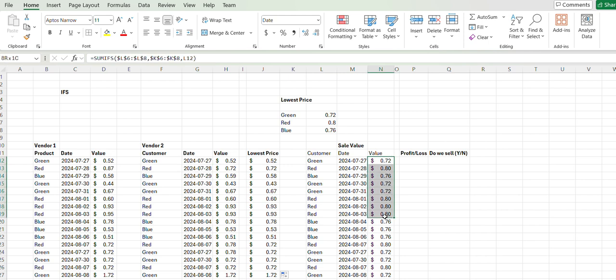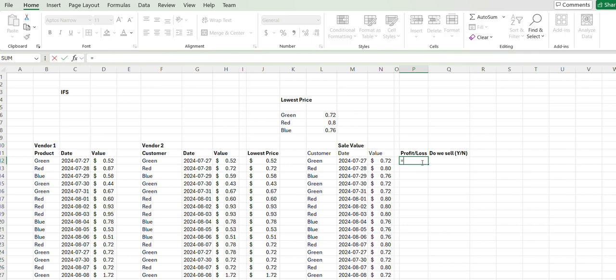So then we know our sales price, that's fixed. We have a very, very prickly customer. And so we're going to tee up our profit loss formula here. Wow, look at that. 20 cents. So we know that on July 27th, we can buy for 52 cents and sell for 72. That's a profit of 20.